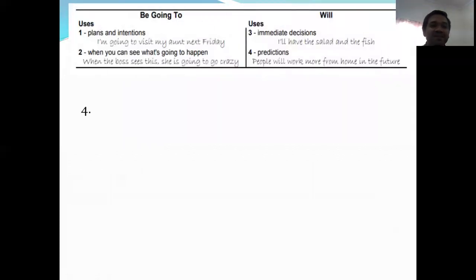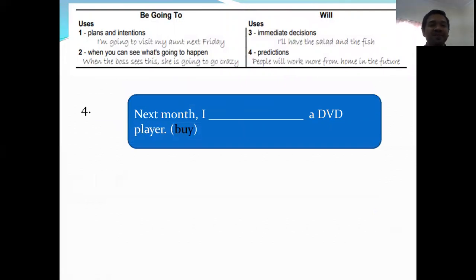Okay. Number 4. Next month, I blank a DVD player, and the verb here is buy. Next month, I blank a DVD player. 1, 2, 3, or 4?